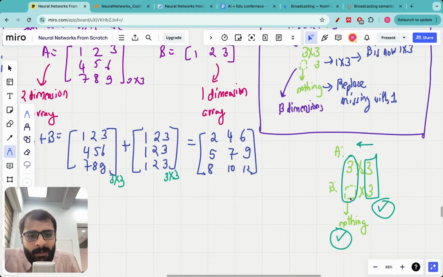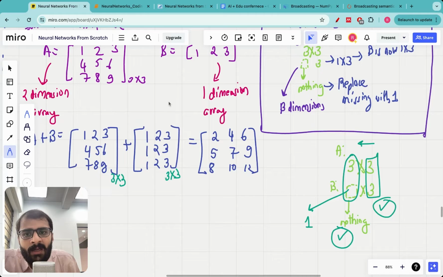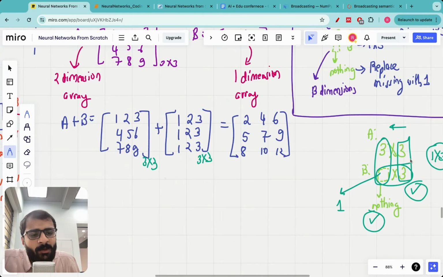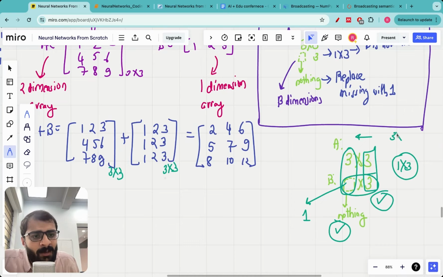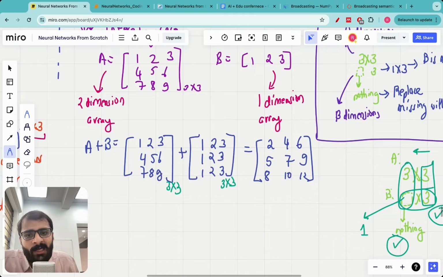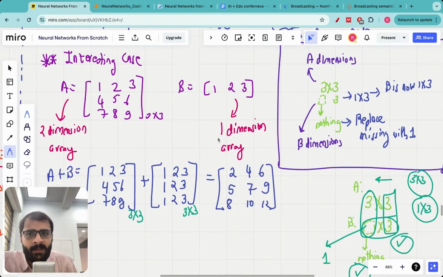So one more thing to remember is that when there is nothing here, Python replaces the nothing value by 1. So if this has no dimension and we are still broadcasting, Python will replace it by 1. So now Python treats B as a 1 by 3. So then it will just be broadcasting a 3 by 3 with a 1 by 3, which we already saw before. So then it will just copy 1, 2, 3, 1, 2, 3, and 1, 2, 3 and sum it up.